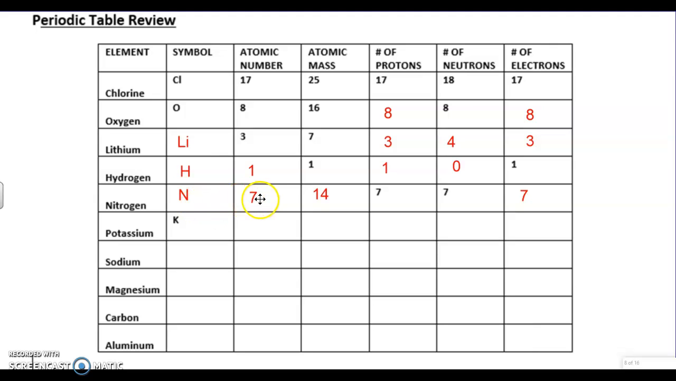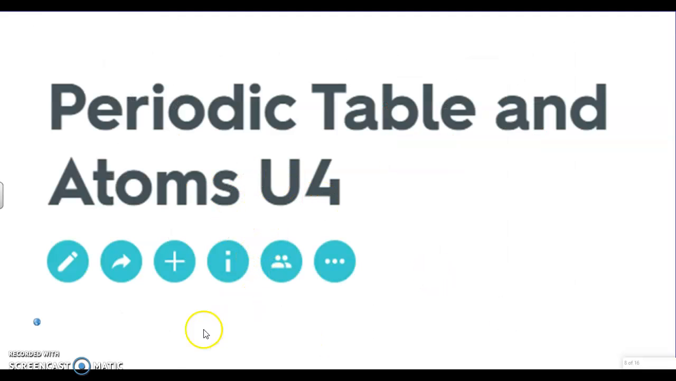Nitrogen, number 7 on the periodic table, mass of 14. I could calculate that. Protons plus neutrons equals 14. Continue. Make sure you're able to use your periodic table, filling in the rest of the numbers in the same way that we've done the others.